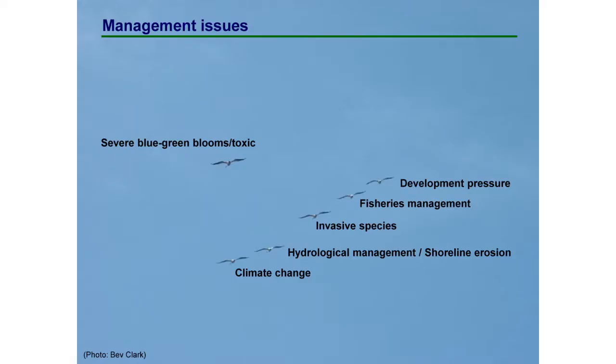The management issues will be familiar to you here in Muskoka. It's the same kinds of issues people are interested in, concerned about. Issues concerning development, the management of the fisheries, invasive species, including the spiny water flea, which is now in Lake of the Woods. They have concerns over hydrological management and water levels, how that may affect erosion, climate change. But by far the most dominant issue at the top of mind is these annual blue-green blooms, the cyanobacterial blooms that have been shown to be toxic.